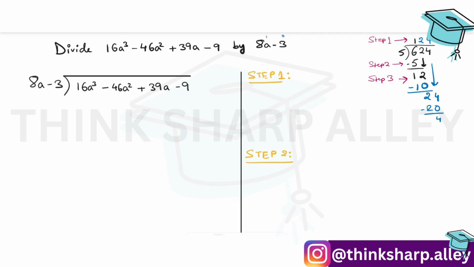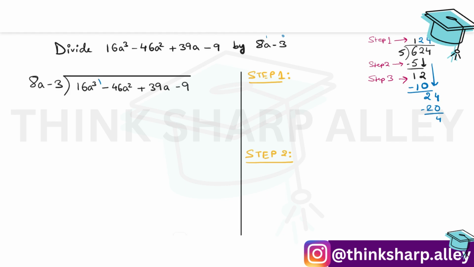Remember, arranging terms properly is very important because it helps us match like terms correctly. Now, to find the first term of the quotient, as I've already told you, we do not have any tables for polynomials. So to find the first term of the quotient, remember the rule.